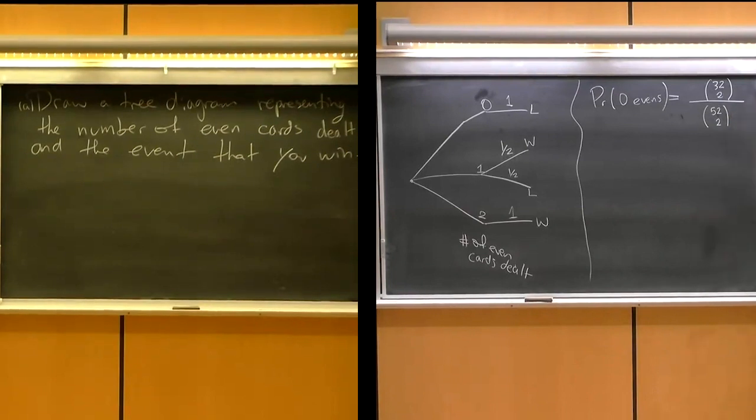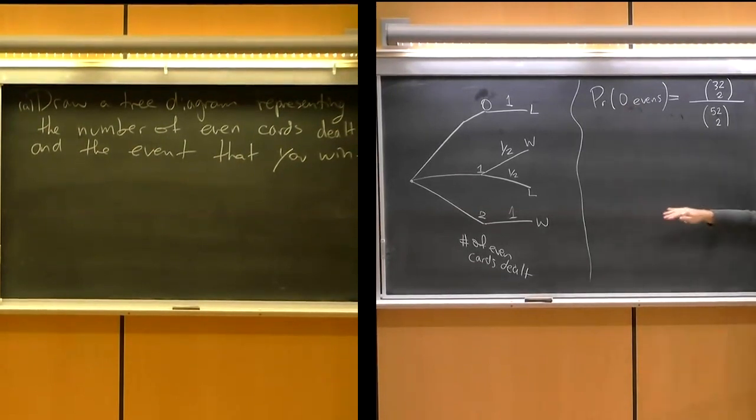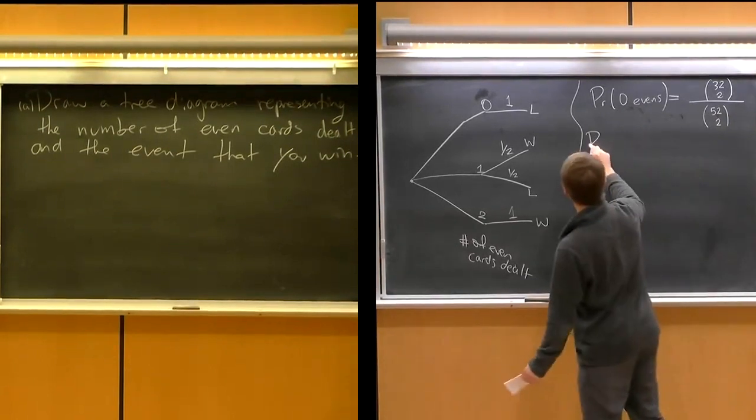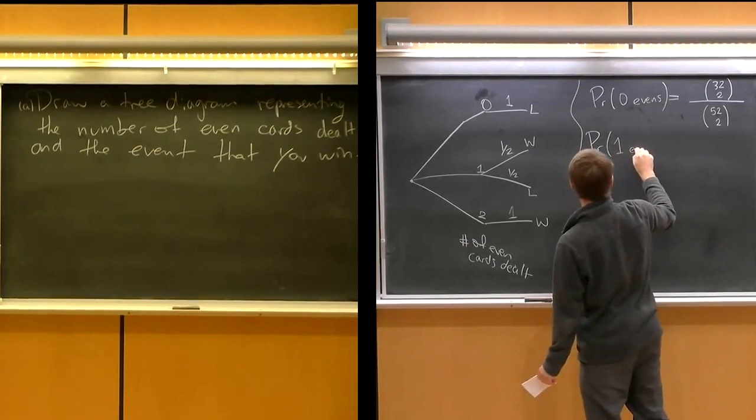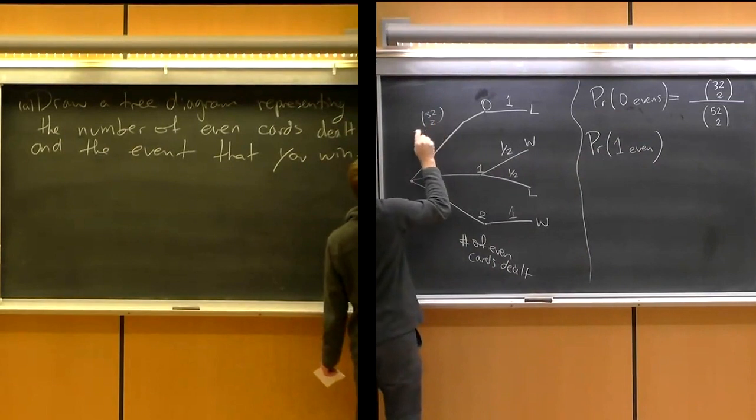So the bottom is the total number of ways that this experiment can happen if we don't care what happens. We're going to pick 2 cards. There's 52 choose 2 ways to do that. And the top is counting the number of ways that you can do that experiment that gives you this outcome, 0 even cards. So you pick 2 from the non-even cards, of which there are 32 of them. Okay, probability that there's 1 even. So that tells us that this branch gets 32 choose 2 over 52 choose 2.